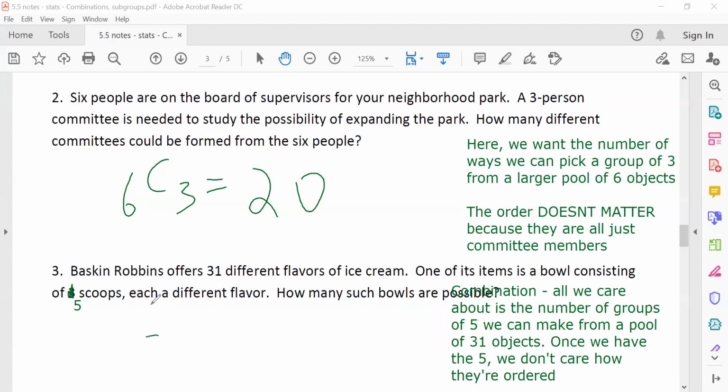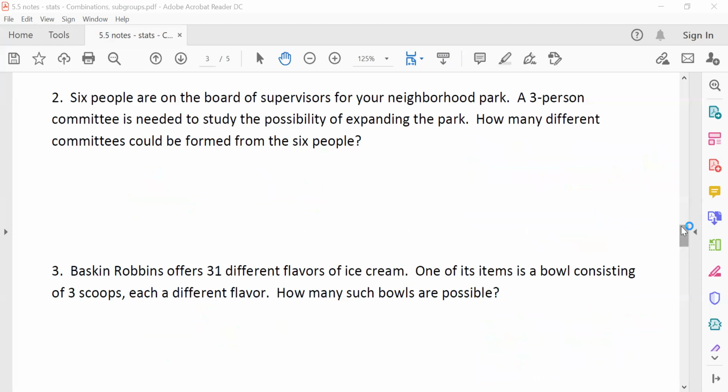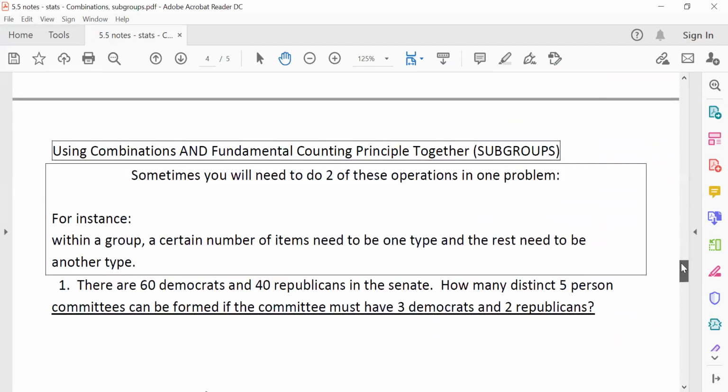This would be 31 C5. And we're going to find that number to be very large. Let me calculate it real quick using my magics. It's going to be huge, almost 170,000 possible ways. 169,911 different ways. So you just kind of have to know when to use a combination, when to use a permutation.